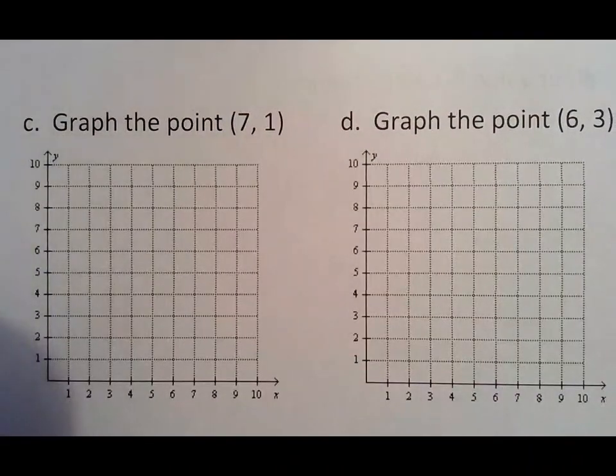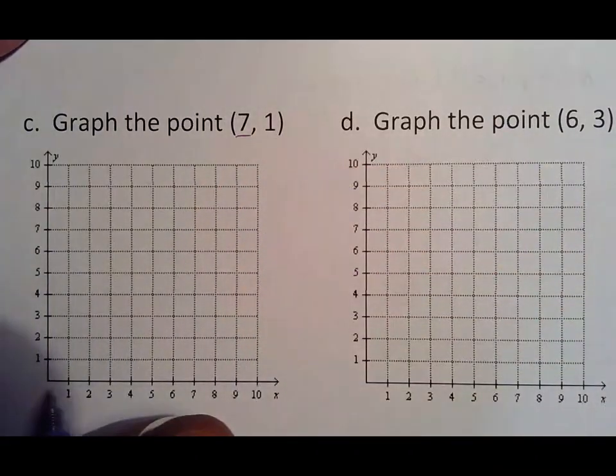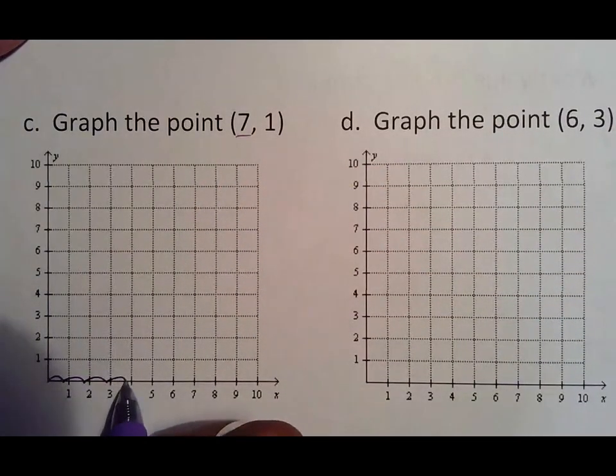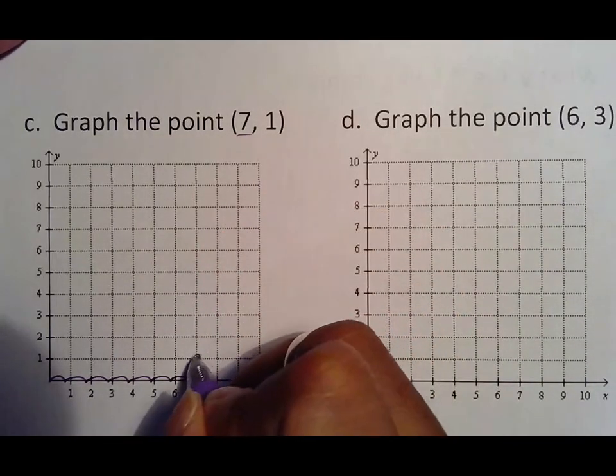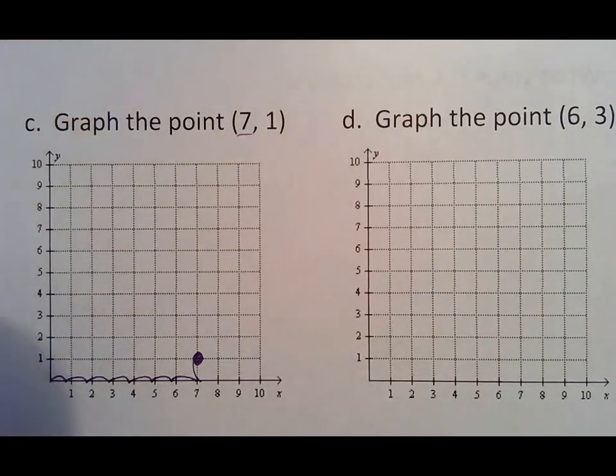To graph the point (7, 1), remember your first number tells you to go forward, so I'll go 1, 2, 3, 4, 5, 6, 7, and then 1 up, because that's my second number, which puts me right there.